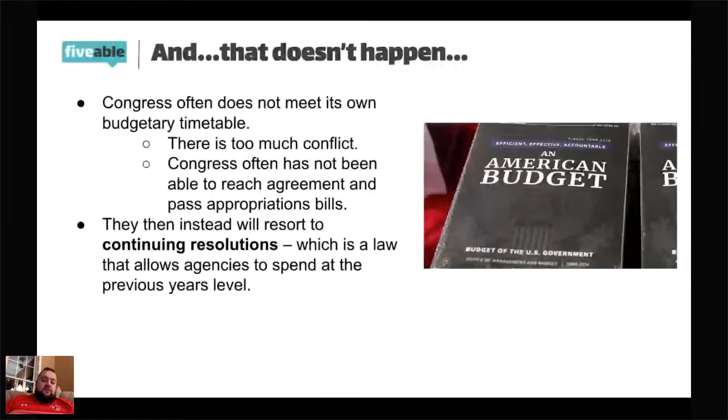The members of Congress are looking out for themselves when they go through this authorization and appropriation process because they want to send some of that money back to their districts. Okay. So instead, because there's so much dysfunction with the appropriations and authorization process, Congress will resort to what's called continuing resolutions, okay, which basically are laws that allow agencies to spend the previous year's level.